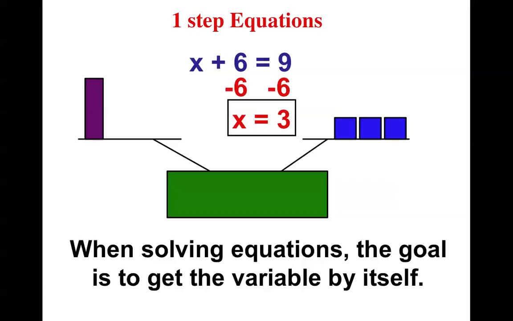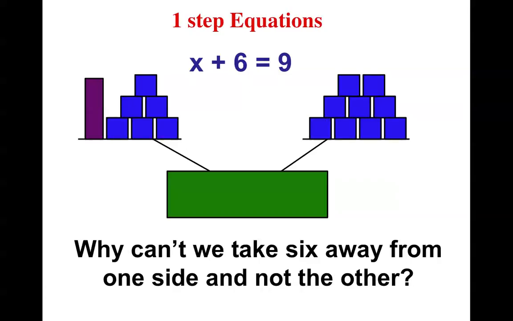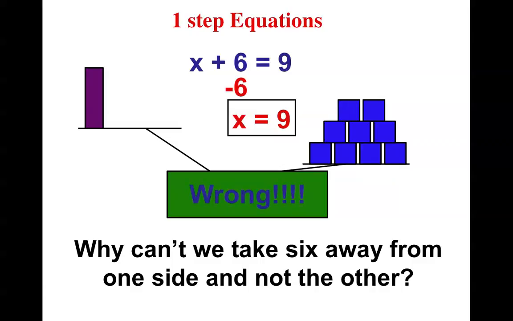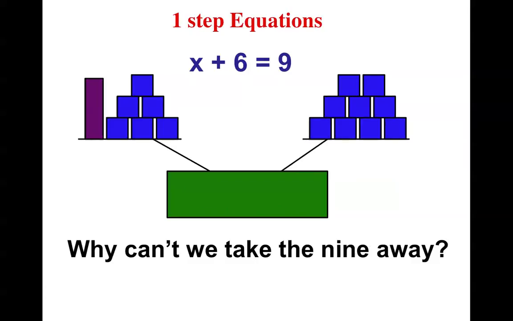Make sense? Let's see some common mistakes. A lot of people will just start taking away numbers from either side. So what if I were to take away 6 from this side, but not take away 6 from the other side? I hope everyone notices that what would happen is one side gets too heavy and we lose our balance. So if I take 6 away from one side but not the other, it does not get me the answer that I want. Wrong.